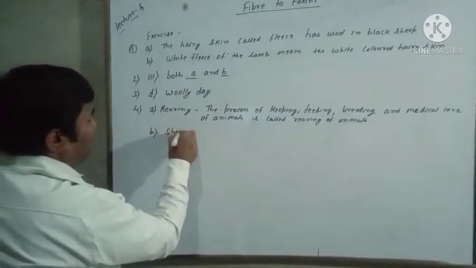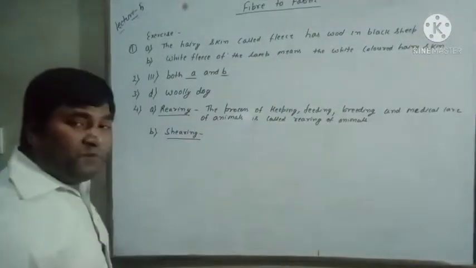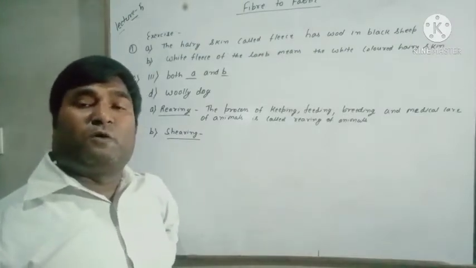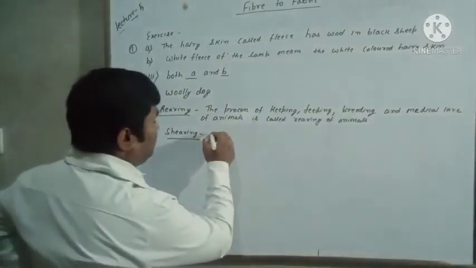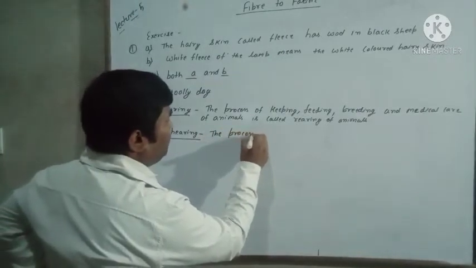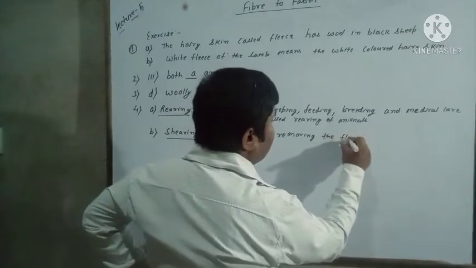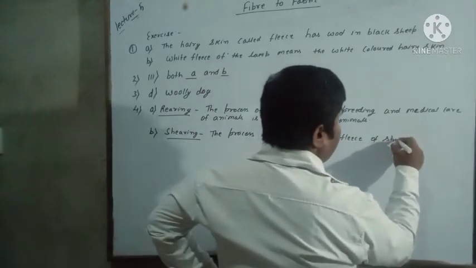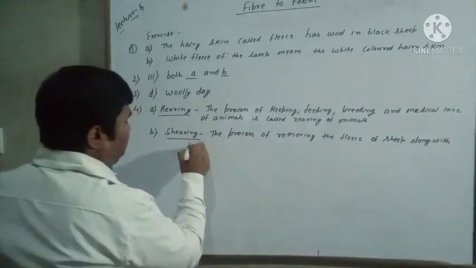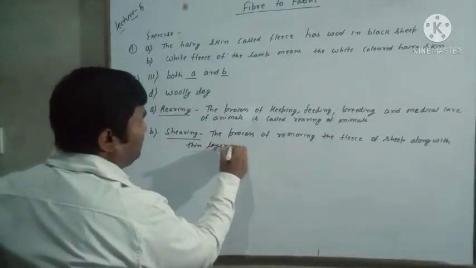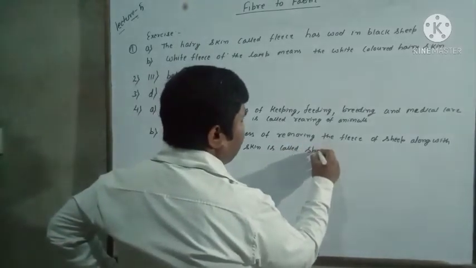D. Shearing. So one is rearing, second is shearing. You know, the process of removing fleece from the body of the sheep along with a thin top layer of the skin is called shearing. So the process of removing the fleece of sheep along with a thin layer of skin is called shearing.